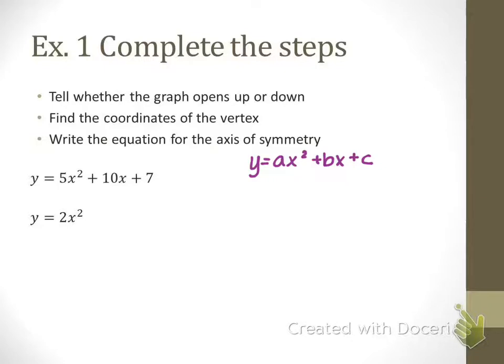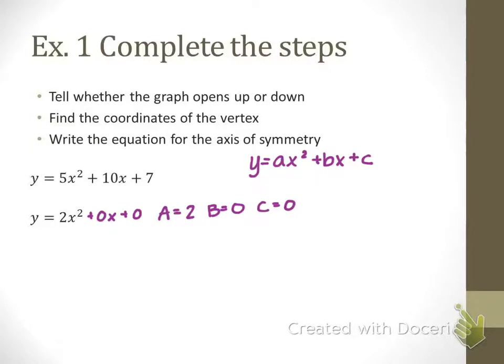So this is exactly what I'm going to tell you to do. I think it's going to make it easier. If you don't see it, we're going to put plus 0x plus 0, because that's exactly what b and c are. They're 0. They're not there. I just like to write it so I know exactly what I'm dealing with. So in this equation, a is what? 2, b is 0, and c is 0. Does everybody see that?